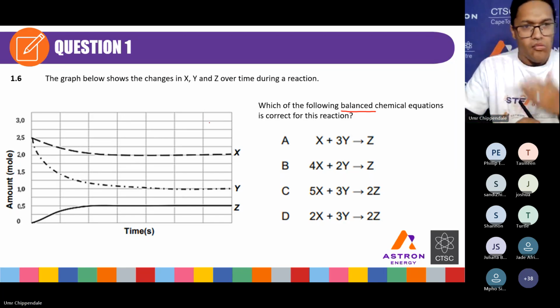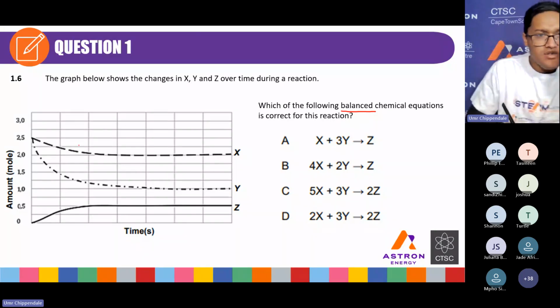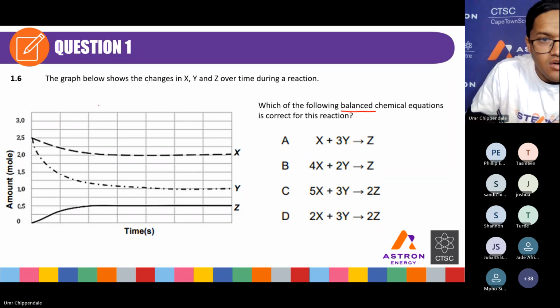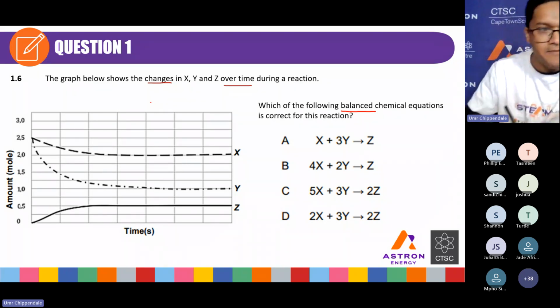So here we need to use the graph to find out. What you should do here is they tell you to use the graph, and they told you it is the changes of your reaction over time, right? So how this actually changed throughout the section. Thank you. I see you guys answering nicely.